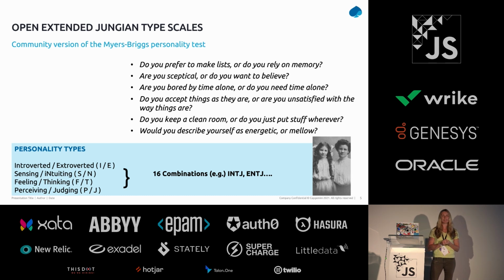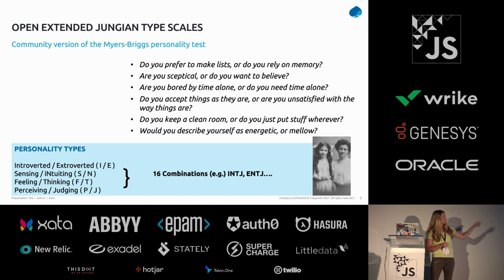But Myers and Briggs are quite proprietary about their questions and their algorithms, and they don't allow people to use it without paying hefty fees. But luckily for us, along comes the open source community. The open source community has created this, the Open Extended Jungian Type Scales, the community version of the Myers-Briggs personality test. This is an open source list of 32 questions and an open source algorithm that will define for you your personality types.